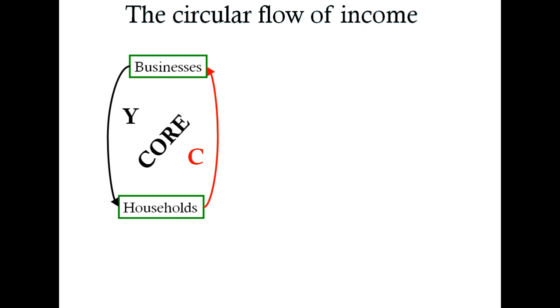Alright, so this is the core of our economy. Resources owned by the households are sold to businesses for income, Y. Businesses transform those resources into goods and services which are purchased by the households as consumption. So this is consumption expenditure, C. That's the core of our economy.